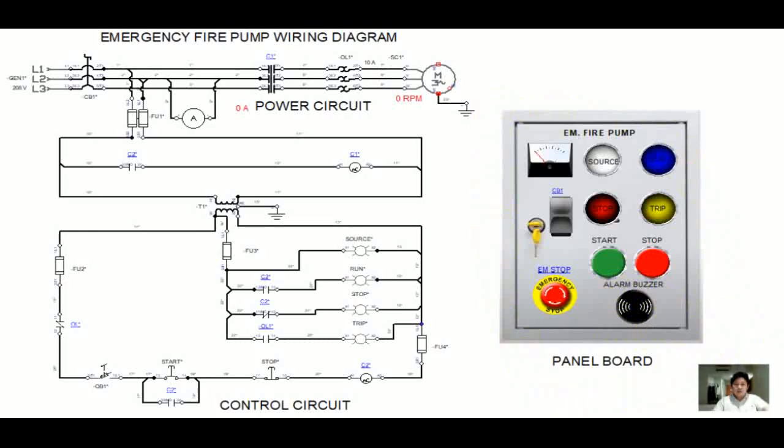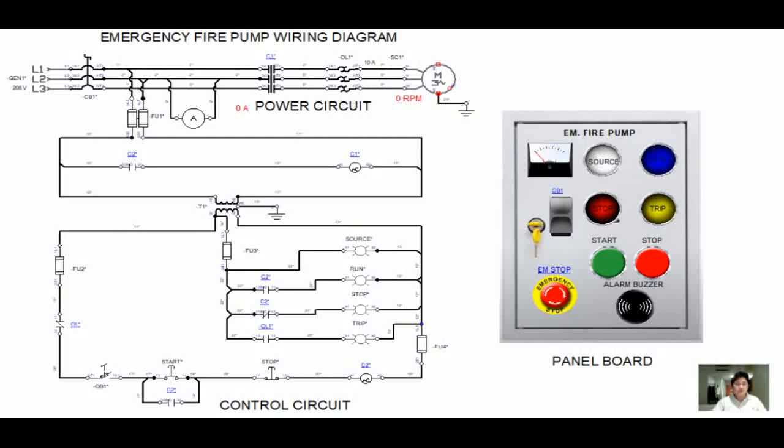So we have already our emergency fire pump wiring diagram, which is the power circuit and control circuit. This is completed, and we also have the panel board, and here I also connected the ground wire. So let us proceed with the simulation. I will simulate this diagram to verify if it is created correctly.